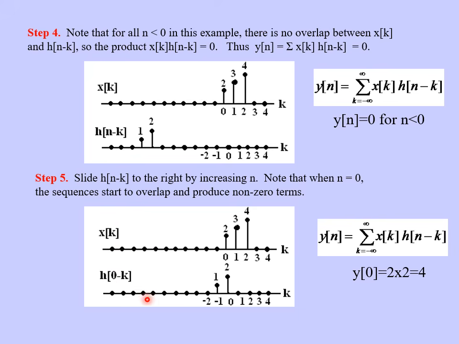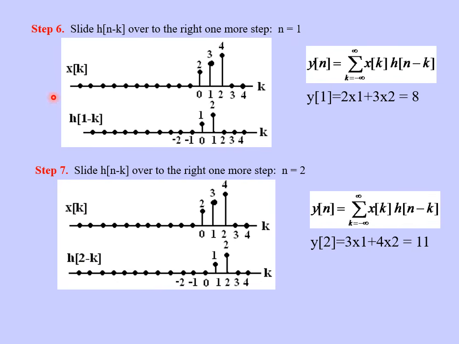But now we have to slide h of n minus k over to the right by increasing the value of n. N was negative in this case. And when we do that, we do it until we finally see an overlap. So when n is equal to 0, we have overlap here. 2 times 2 gives us 4. So that's the value of y at 0. Now, we need to keep going.